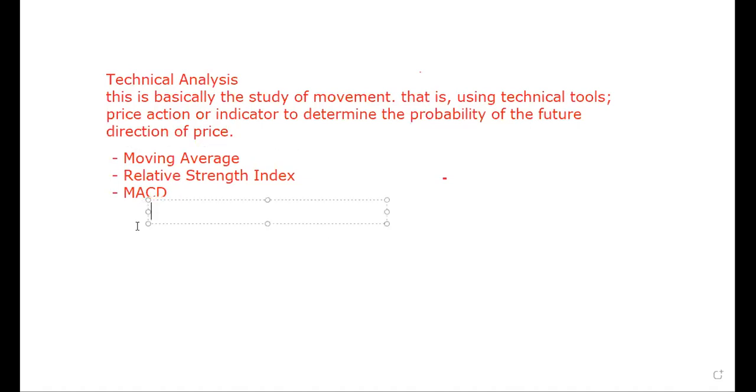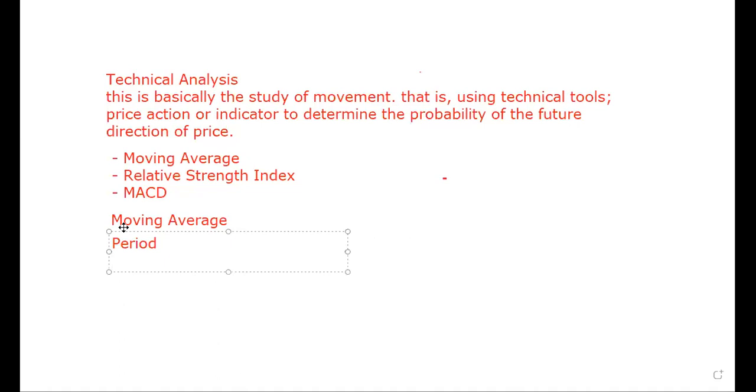Now let's talk about moving average. What is moving average? As the name implies, it's a software, an application that helps us to calculate the average price of a particular instrument at a particular period of time. That is basically what the moving average does. Now, the first thing that is important when you want to determine your moving average is what we call the period. You should know the period you want to use.